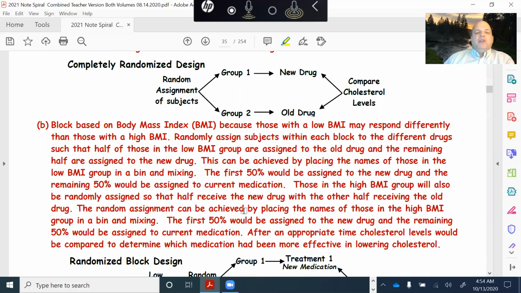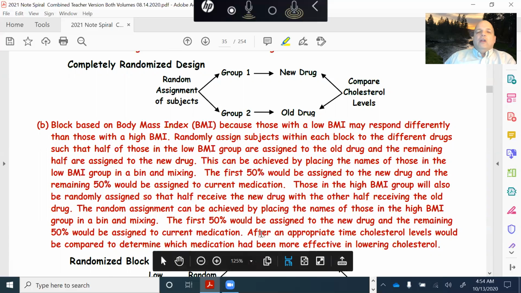The random assignment can be achieved by placing the names of those in a high BMI group in a bin and mixing. The first 50% would be assigned to the new drug, and the remaining to the current medication. Please note, you can say after you've addressed the low group, you would repeat the same process for the high BMI, and that would be acceptable. Here, I just wanted to be very detail-oriented. And then I said, after an appropriate time, cholesterol levels will be compared.